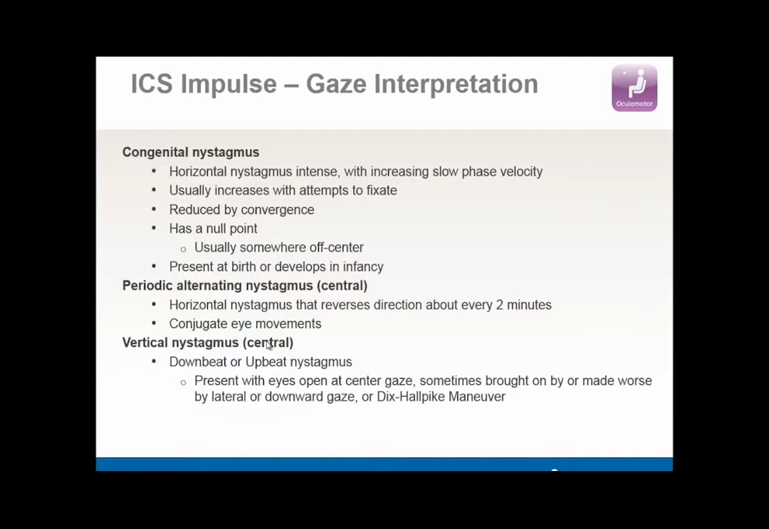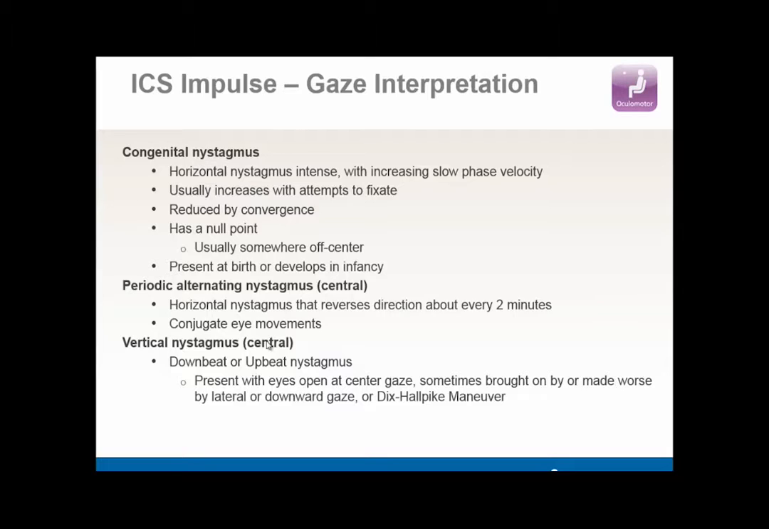Then you have congenital nystagmus. This is horizontal nystagmus, which is intense and with increasing slow phase velocity. It usually increases with attempts to fixate. It's reduced by convergence, and it has a null point, and it's usually somewhere off center. Now, congenital nystagmus is often present at birth or develops in infancy. And so oftentimes, when they're reading a book, wherever they look, that's typically their null point.